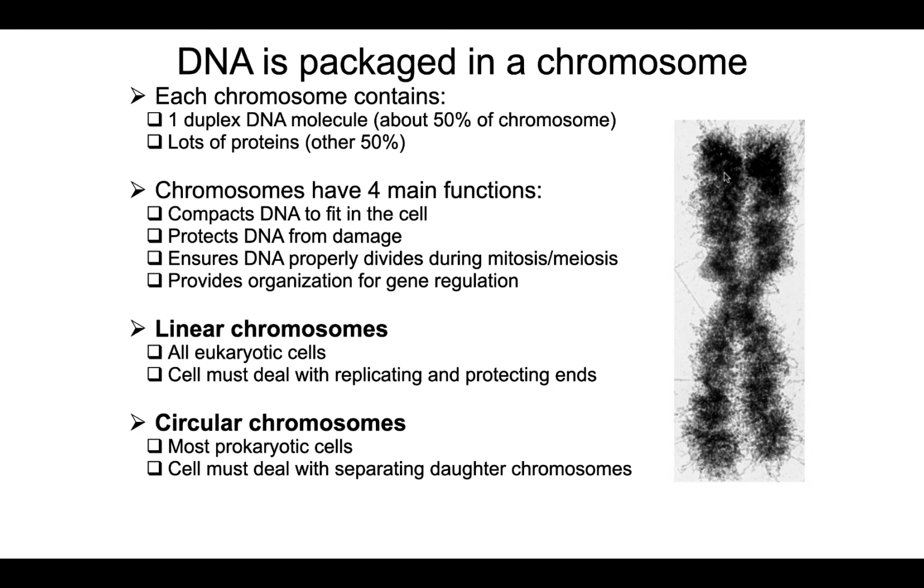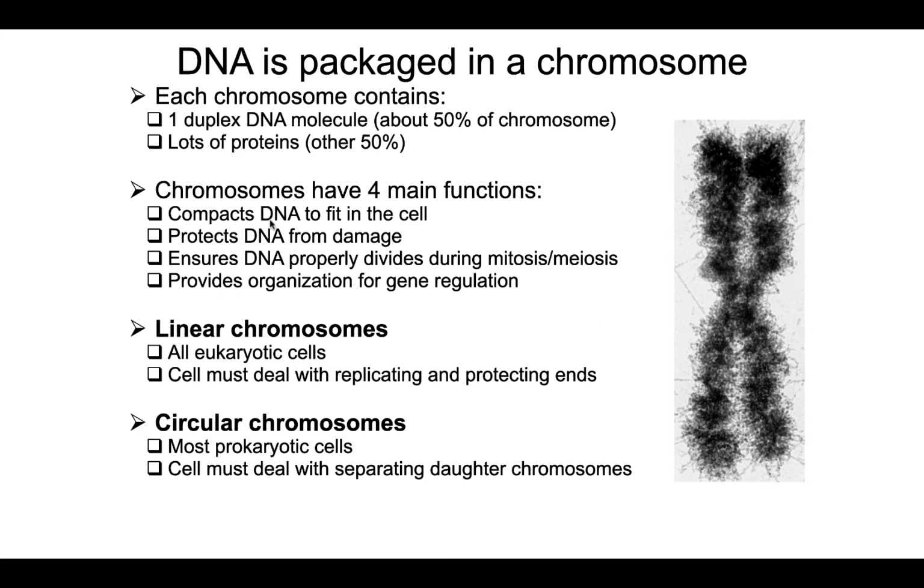So if you were to look at a chromosome, now this is a duplicated chromosome that exists in the metaphase stage of mitosis, and so this is just before a cell is going to divide into two. When you look at a chromosome like this, about 50% of that chromosome is made up of DNA and about the other 50% is protein. So this chromatin, this DNA protein complex, is quite important for several main functions here.